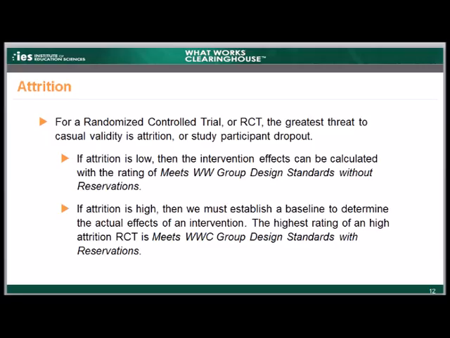We also examine what's known as differential attrition, which refers to the extent to which attrition rates differed across the study groups. If both overall and differential attrition are at acceptable levels, then an RCT can achieve the WWC's highest rating. If both are not at acceptable levels, then an RCT could potentially be rated as meets WWC group design standards with reservations, or does not meet WWC group design standards. You can find more information about attrition and the WWC's cutoffs in the handbook. And with that, I'll hand it back over to Jeff.